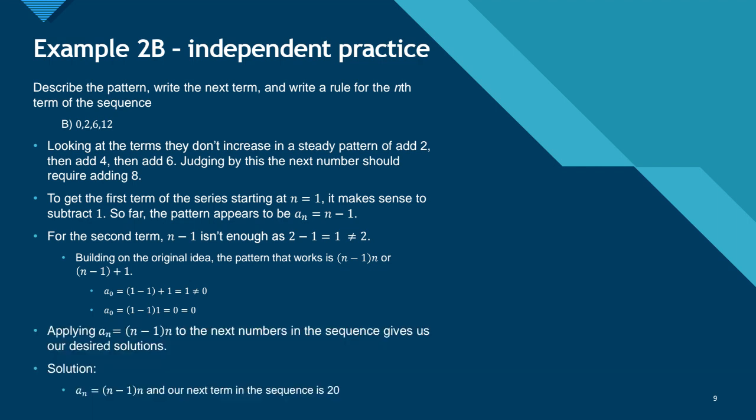So we get that the solution is a sub n equals the quantity n minus 1 times n, and our next term in the sequence is going to be 20.